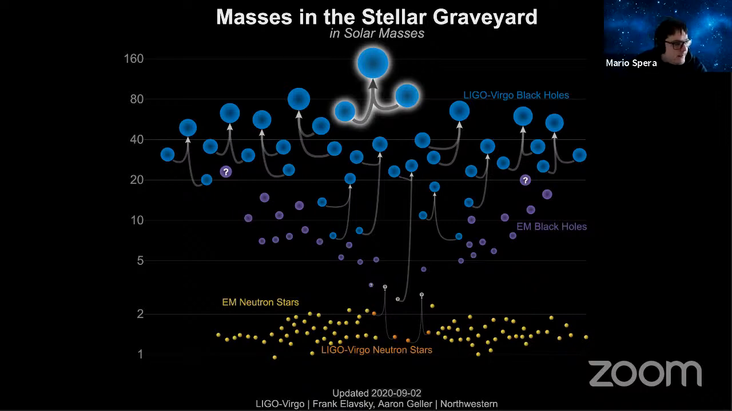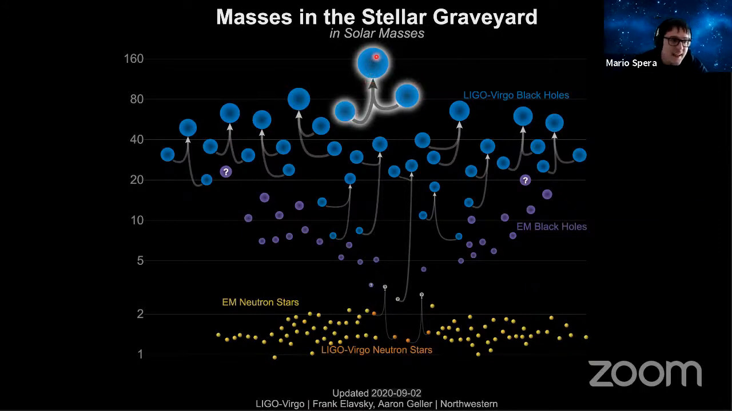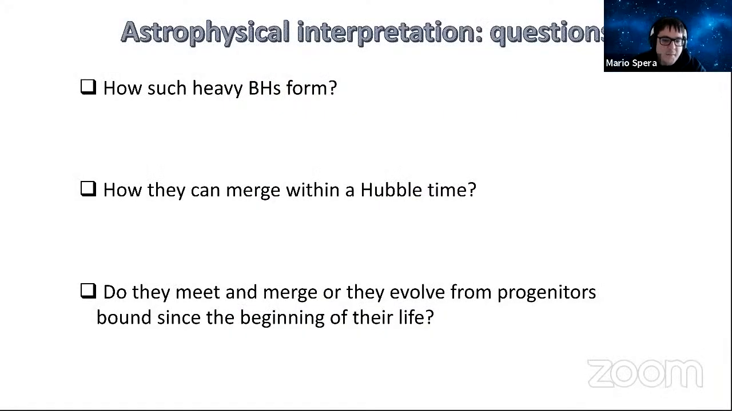The event highlighted up here is GW190521, and this very weird event here is GW190814. Well, now, of course, we are sure that binary black holes exist, and we know that they can merge within a Hubble time. But more importantly, we know that massive stellar black holes exist, possibly in the range of intermediate mass black holes. And so this triggers some astrophysical questions. The main questions are how such heavy black holes form and how they merge within a Hubble time.